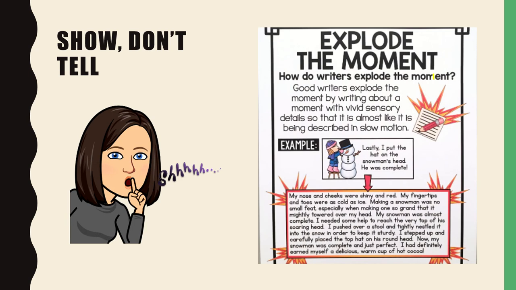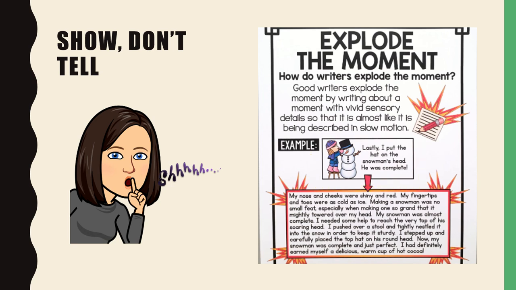Now, explode the moment. This is how good writers are going to tell about the sensory details. So it's almost like it's being described in slow motion. An example right here with the girl and the snowman: "Lastly, I put the hat on the snowman's head. He was complete." Okay, so that's an example of a moment that's happening in this narrative writing.